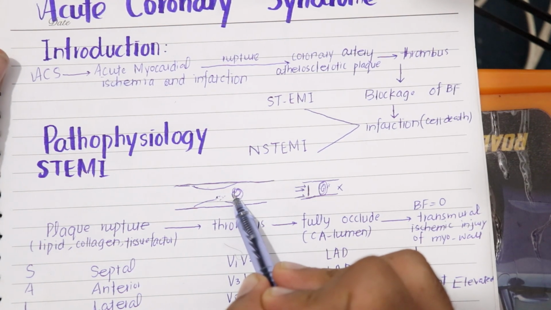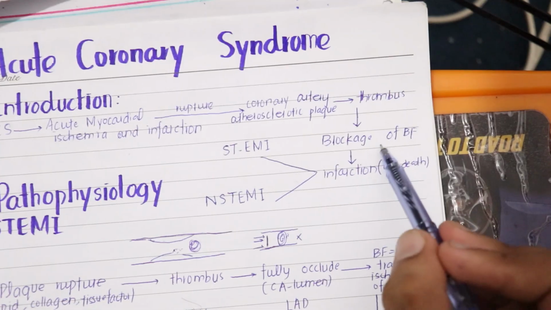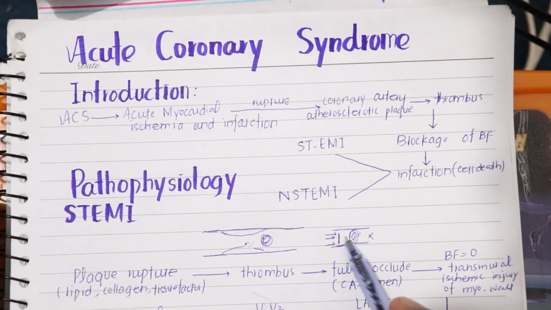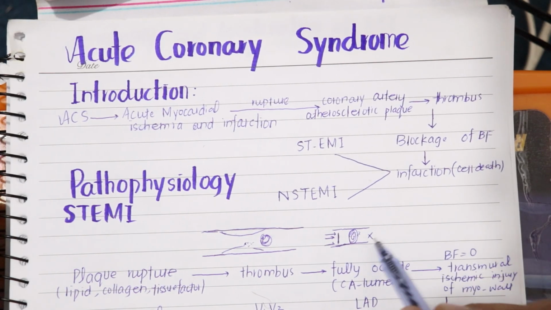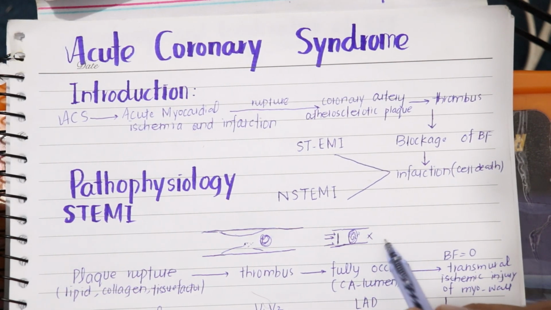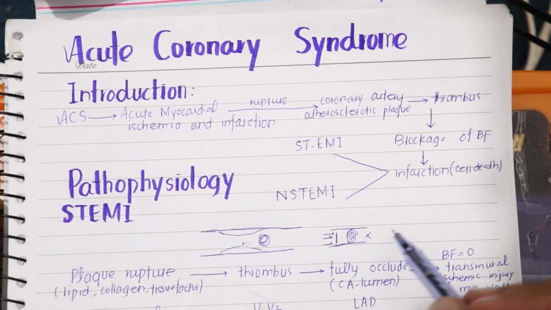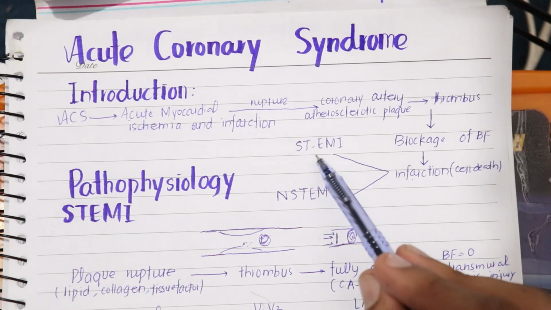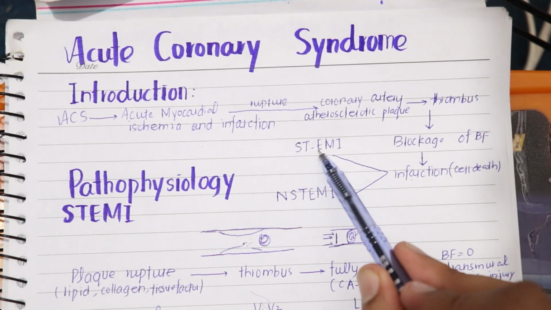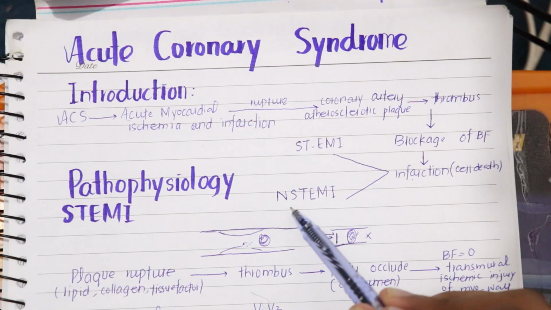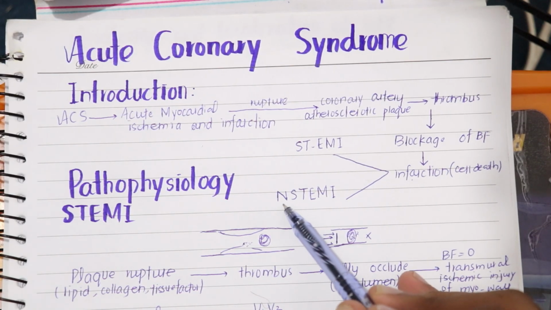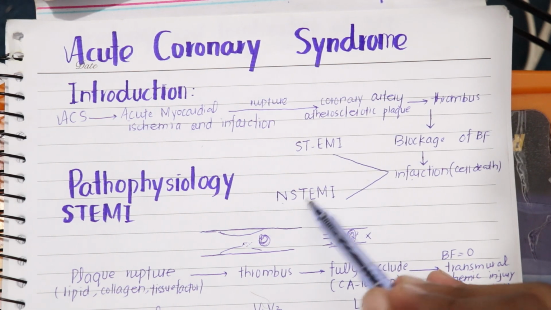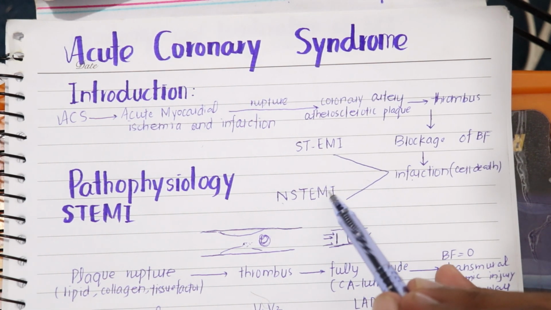So what does this thrombus do? It causes the blockage of blood flow. If there is no blood flow, what happens? There is infarction of the distal portion, because there is no blood, there is no oxygen. This infarction could be of two types. The one is STEMI, ST segment elevated myocardial infarction, and the second one is NSTEMI, non-ST segment elevated myocardial infarction. This is basically what we see on ECG.